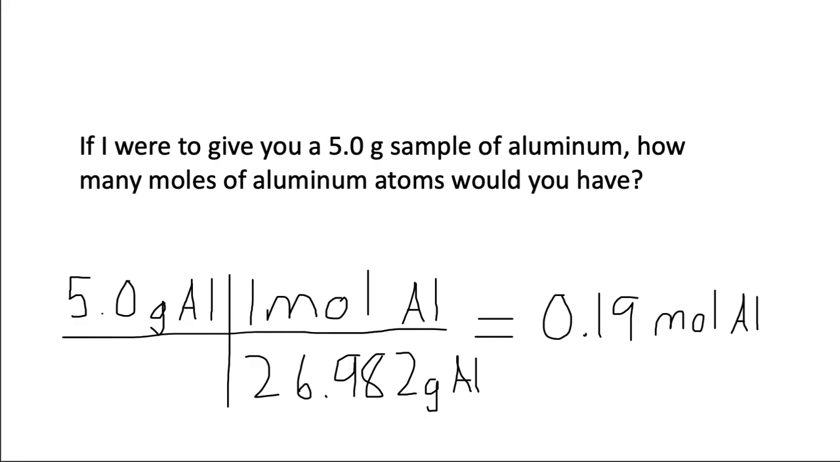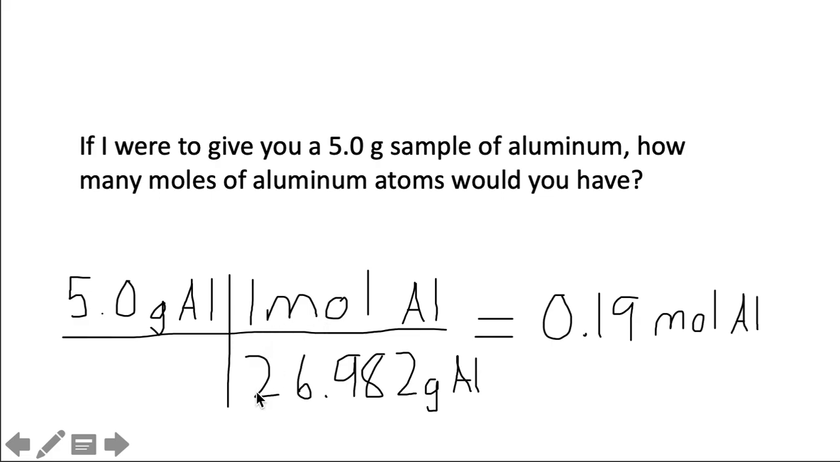Now, please excuse my ugly penmanship. This was me attempting to use my trackpad to write the problem, and it sort of works. But you have 5.0 grams of aluminum, right? That is your given. Now I've set this up with a T-chart, just like we did with conversions, right? And so I know I'm converting into moles because that's the question: how many moles are there? And so I've got to put moles in the numerator, in the top.